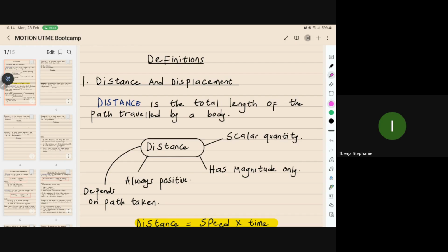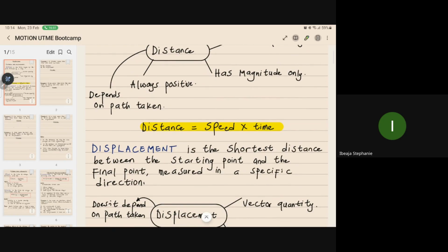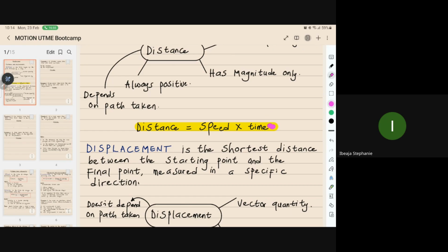And I'm going to be making use of this concept when we start plotting our graphs, like our velocity time graph, distance time graph, everything, even on our projectiles and momentum, it is going to be very helpful for us. So these are the concepts around your distance. Now, as you know already, distance is speed times time, right? Distance is speed times time.